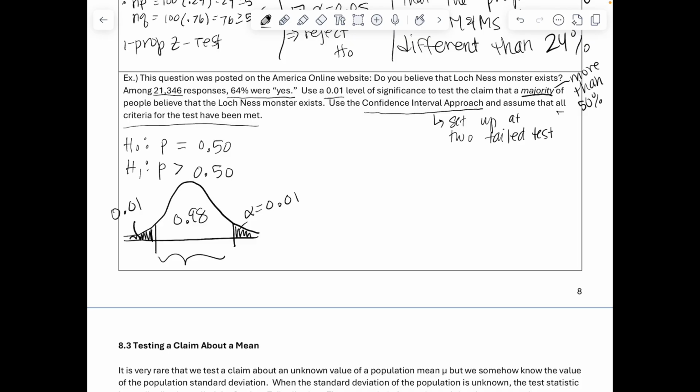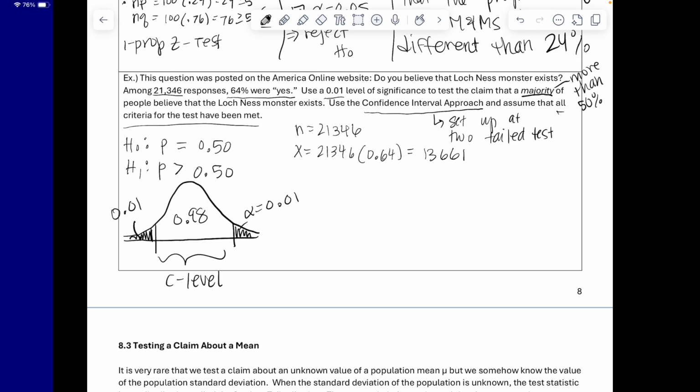So this is going to be our C level, is equal to 0.98. We have 21,346 people that were given this survey. In order to calculate the number of people that do believe in the Loch Ness Monster, we need to take our sample size, which is 21,346, times the 64% that responded yes. And then when doing this, we get 13,661 people that did believe in the Loch Ness Monster that responded to the survey.